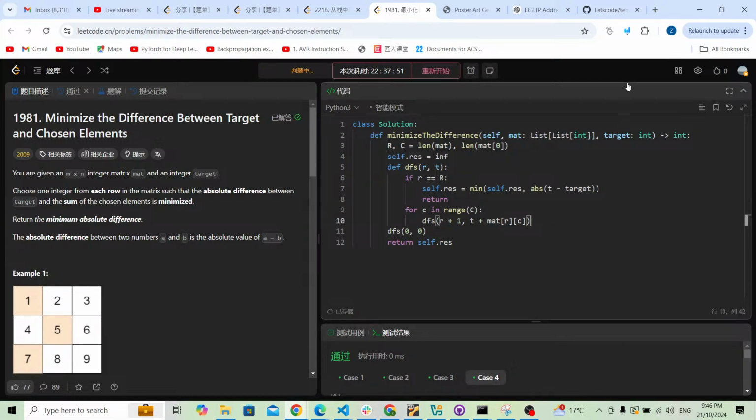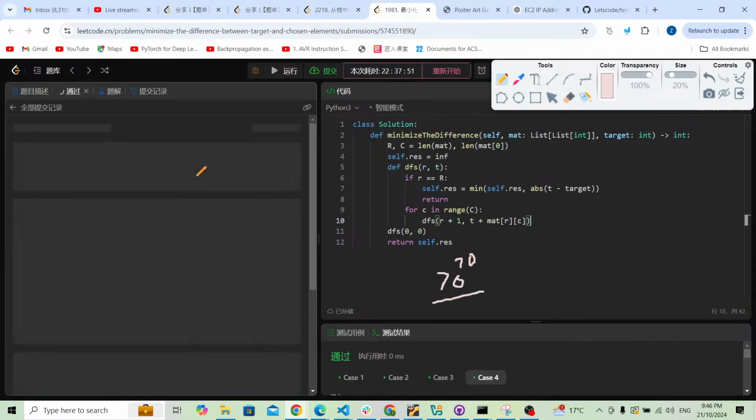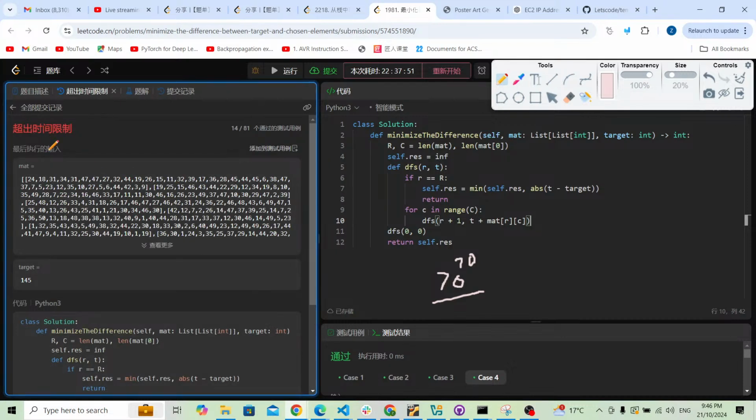And because this is brute force, the time complexity is going to be something like 70 to the power of 70. And you should know that it's going to be a really, really big number. Yeah, as you can see, while we are waiting, it didn't work because it got time limit exceeded.